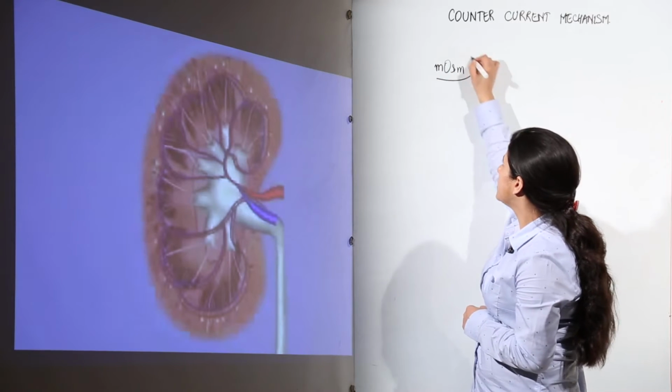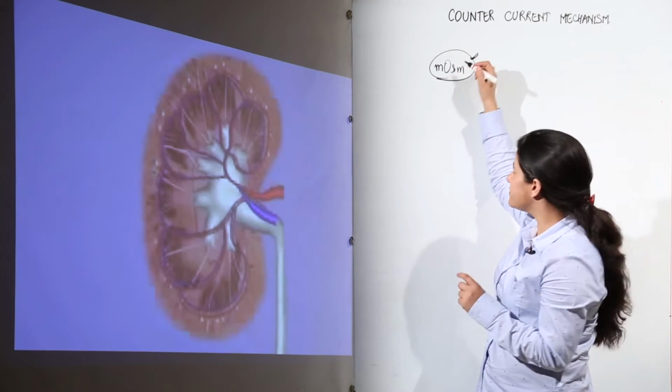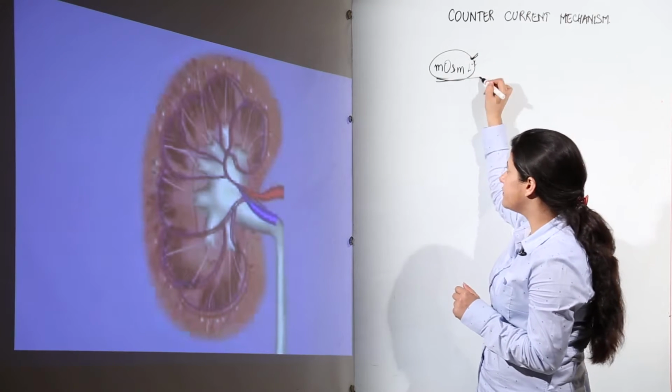Alright. Milliosmole per liter would be the unit that we would be using.